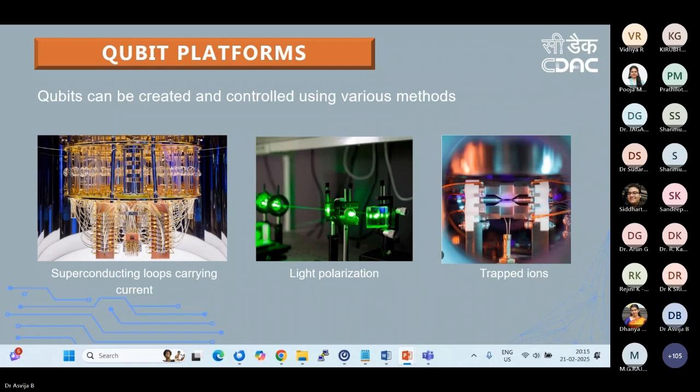Another set of researchers have been working on using photons and the various degrees of freedom that are available with photons, including polarization, path, and many other physical properties of photons that could be used for encoding the information as qubits. And then there are trapped ions and neutral atoms. These are again systems which make use of particles at the atomic scale or the subatomic scale for encoding the information as qubits. So the point is that there are multiple contenders which could be used for encoding the qubit information.